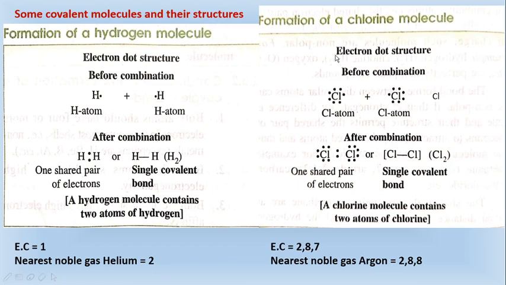Similarly, the next example, the second one, is the chlorine molecule. Each chlorine has 7 electrons in the outer shell in the dot structure of the chlorine molecule. So after combining, they are equally sharing 1 electron among themselves, and thus it results in the formation of a single covalent bond. Okay, so before combining, the configuration of chlorine is 2, 8, 7. After sharing the electrons, it attains the nearest noble gas configuration, that is 2, 8, 8.